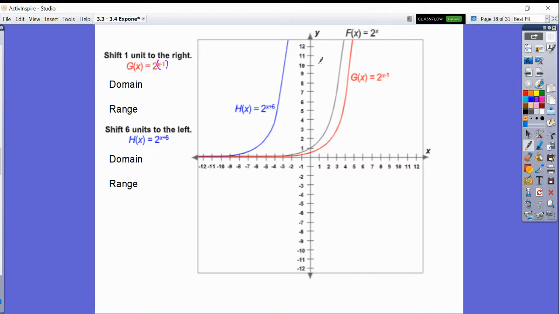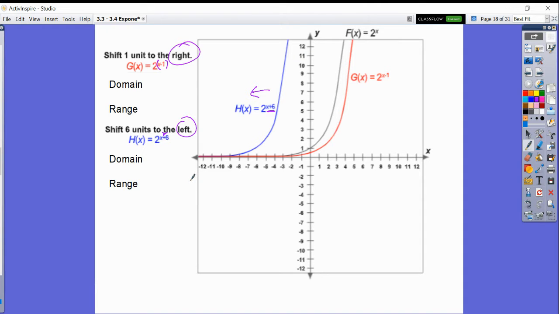So when you put a +6 in here, which way does it move it? The opposite of what you think, it moves it to the left 6. And then when you put a minus, it moves it to the right. So the one with the -1 moves to the right, and the one with the plus moves to the left. So make sure you get that difference there.